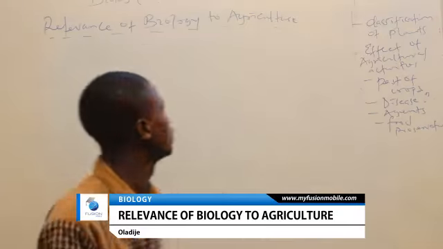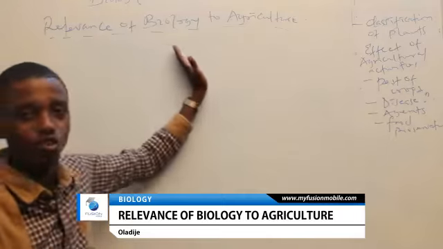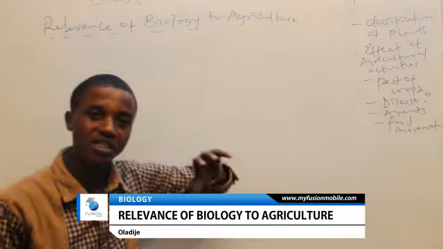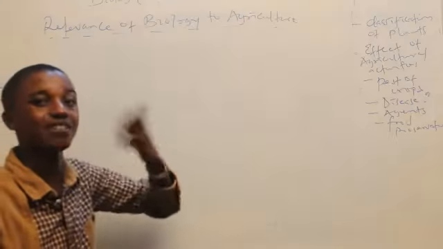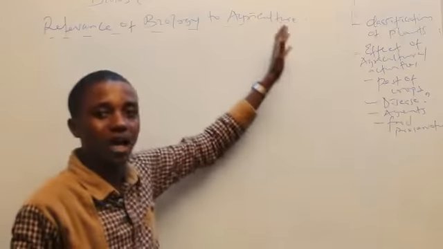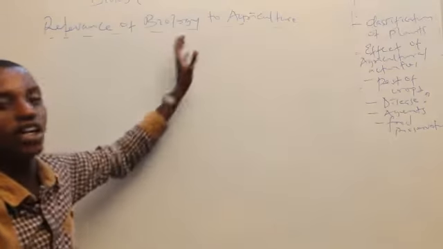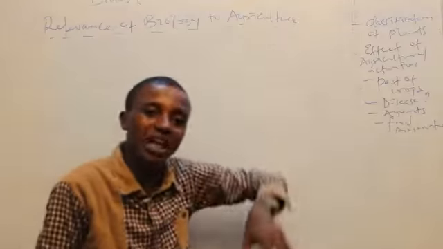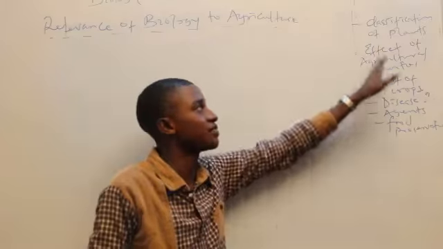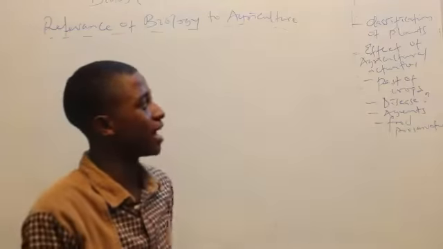And today under biology, we will be looking at the relevance of biology to agriculture. The word relevance talks about importance, it talks about benefits, it talks about advantages. So we can simply say the advantages of biology to agriculture. Now, biology is a concept, agriculture is another concept.